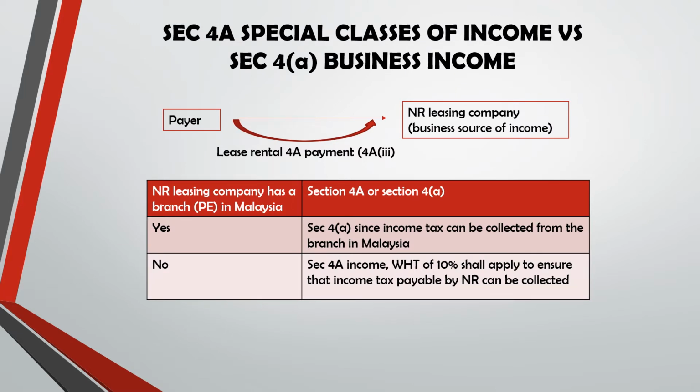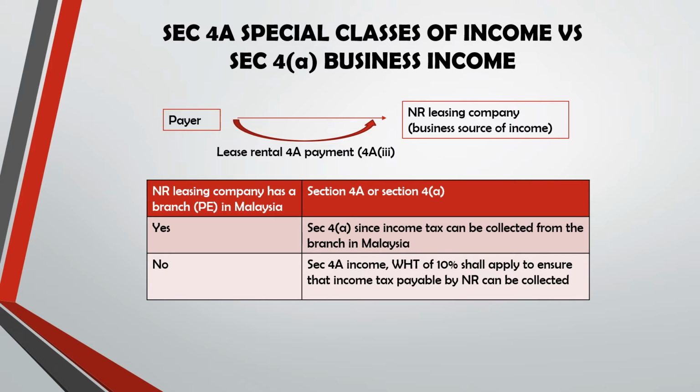So this is an example of Section 4A special classes of income versus Section 4A business income. The payer pays to the non-resident leasing company. That non-resident leasing company actually has a business source of income. So the payer pays the lease rental payment to the non-resident leasing company. If the non-resident leasing company has a branch in Malaysia, the branch is considered as PE. So when you say permanent establishment in Malaysia, somehow they actually have a business in Malaysia. So the payment received from the payer will be treated as Section 4A business income, since income tax can be collected from the branch in Malaysia.